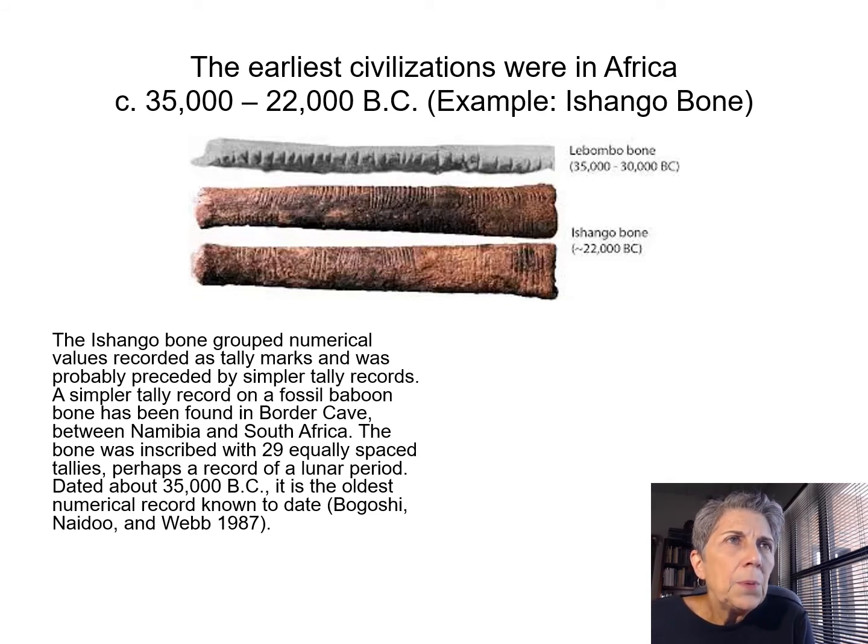And here is a beautiful example of, now some sources say 35,000, 20,000, 22,000. It doesn't matter to me. It's early. The Ishango bone. And this bone is our oldest example artifact of people that are counting. They're counting, they're enumerating. And so that's what that looks like.